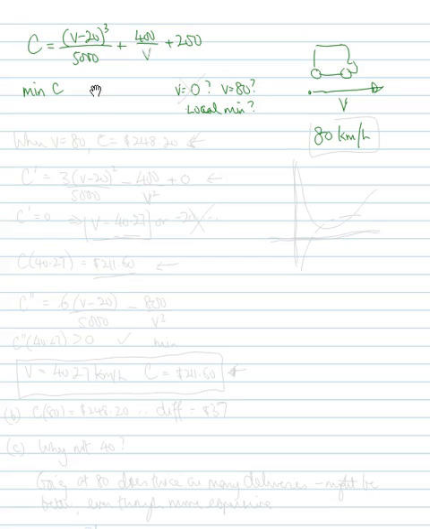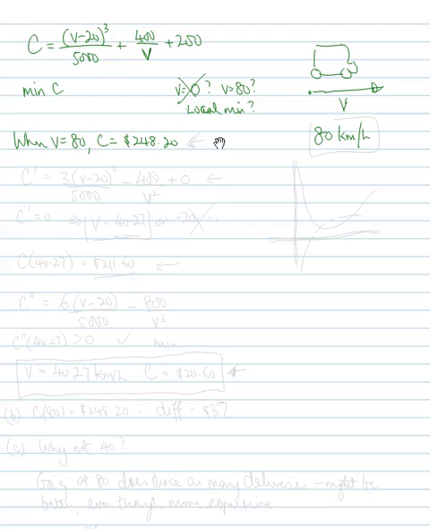Let's look at V equals 0 first. If we put V equals 0 in here, it's undefined because we've got a 0 on the bottom, so it's kind of like infinity, and we can ignore that one. The V equals 80 we do need to figure out. When V equals 80, the cost, and this is easy because you can plug it into your calculator, is about $248 and a bit of small change per hour.